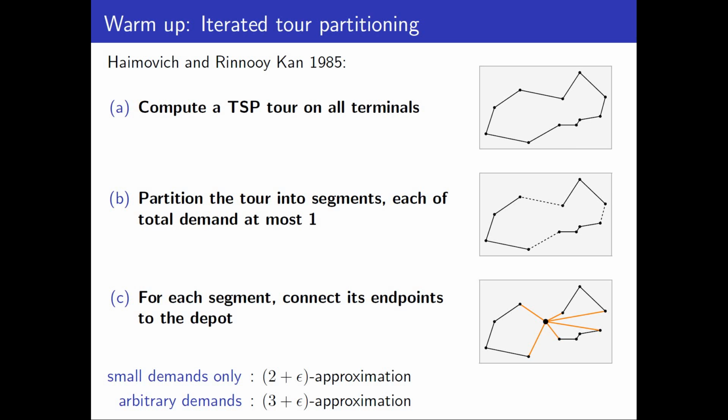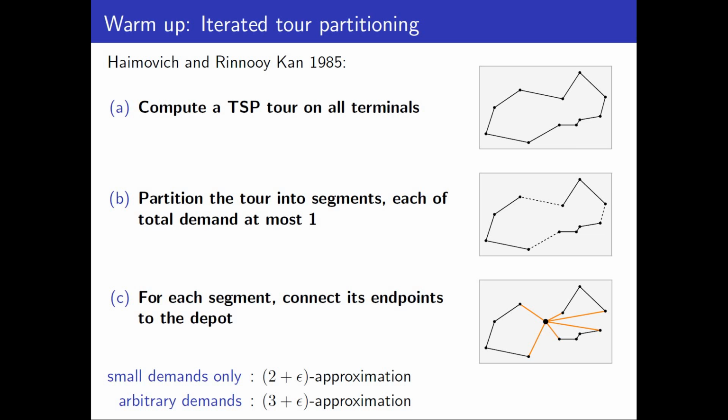Iterated tour partitioning. The algorithm is very simple. There are 3 steps. First, we compute a TSP tour on all terminals. Wait, a TSP tour? But it does not respect the capacity constraint. Yes, in this step, we ignore the tour capacity. Next, we partition the tour into segments, each of total demand at most 1. On the figure, we have partitioned the tour into 3 segments. Each segment has total demand at most 1.